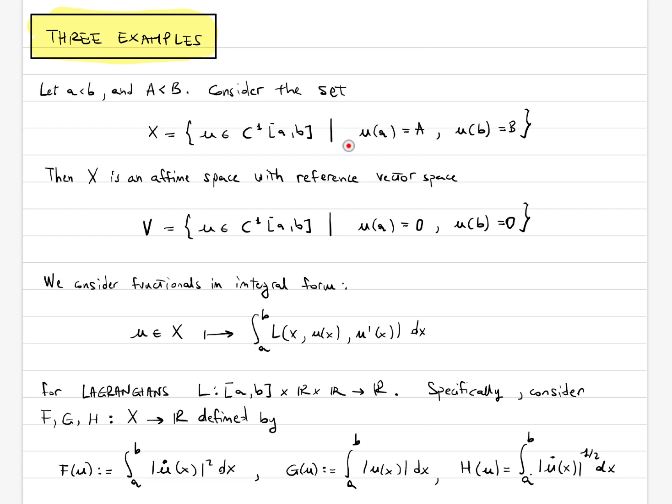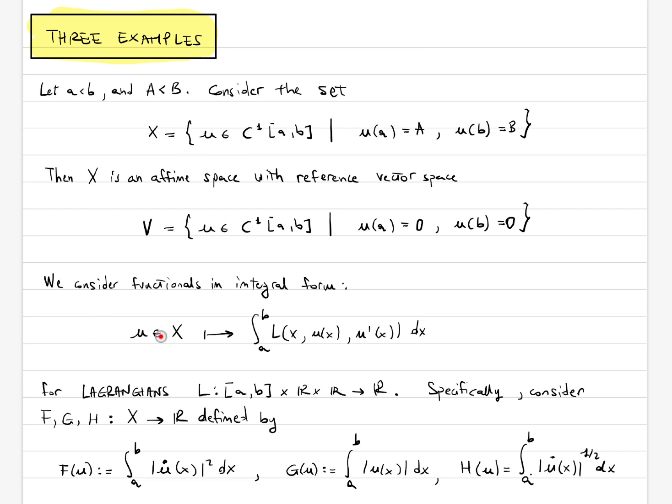Okay, so first of all, we notice that this is not a vector space, because if you sum two functions in here, the boundary conditions will add up, so you'll end up with something which values 2A and 2B at the extreme points. However, this is an affine space over the reference vector space V of C1 functions which are 0 at the boundary. So this means if I have a function u in X and v in capital V, then if I add them, I end up with a function in X.